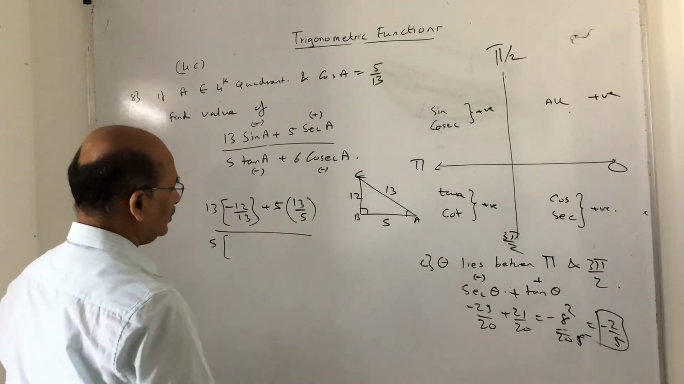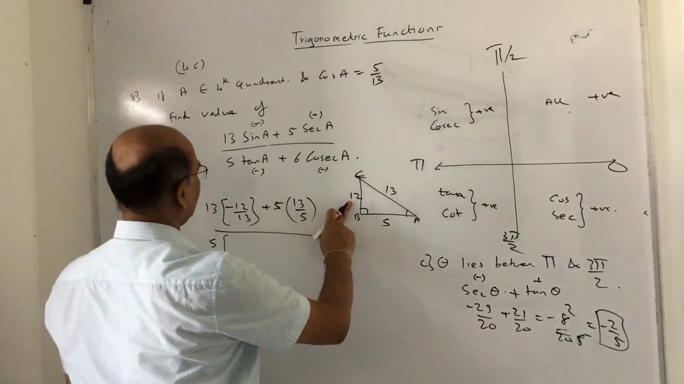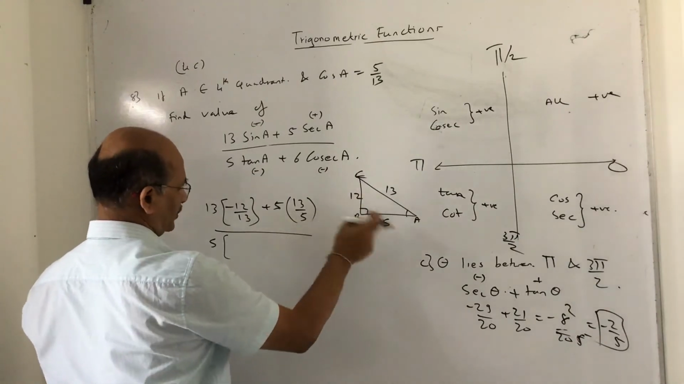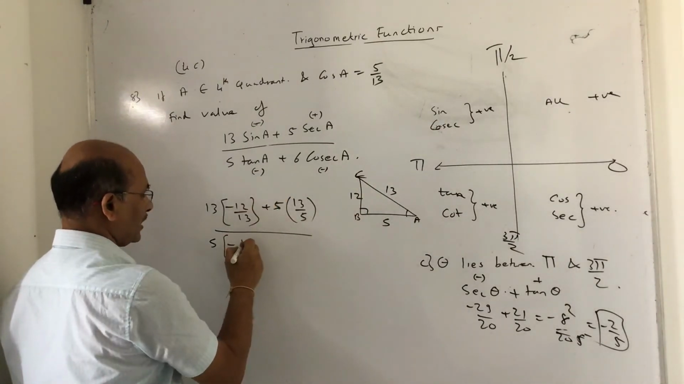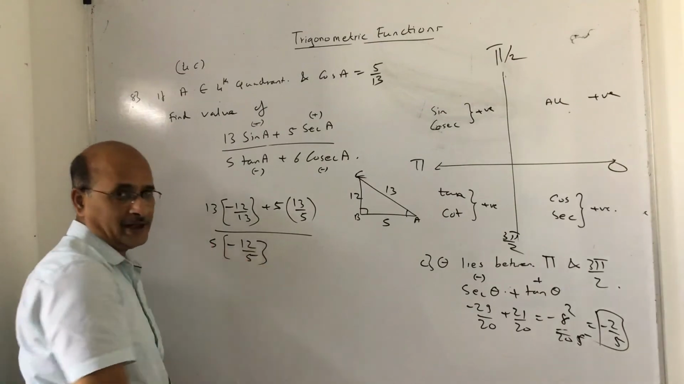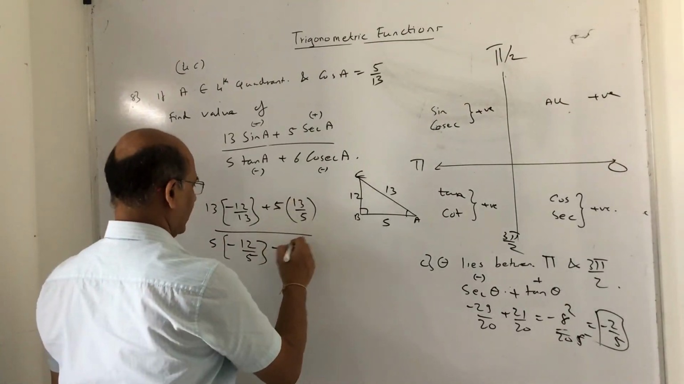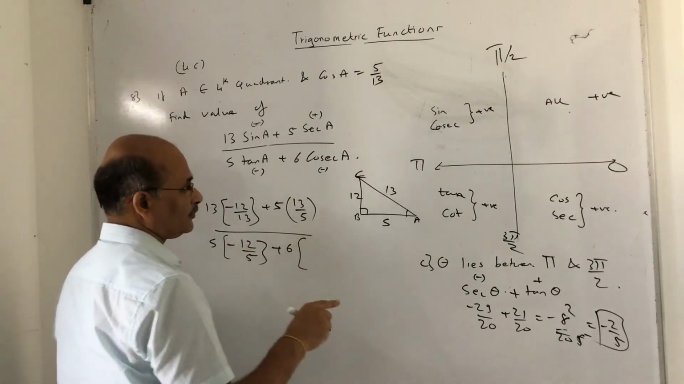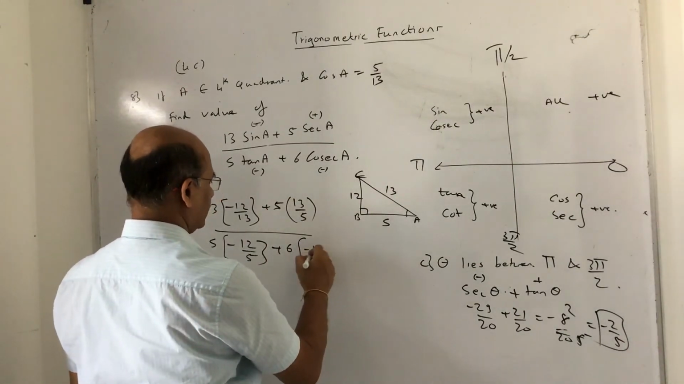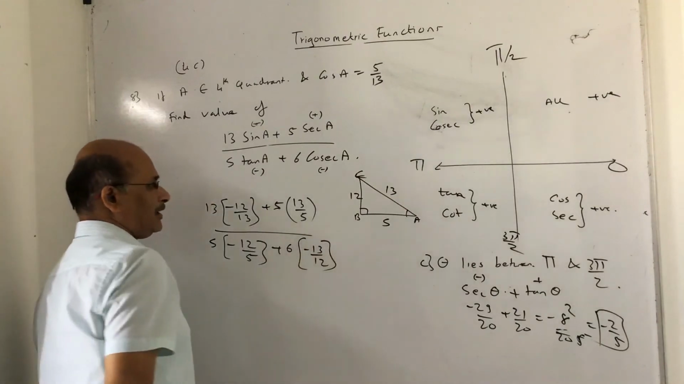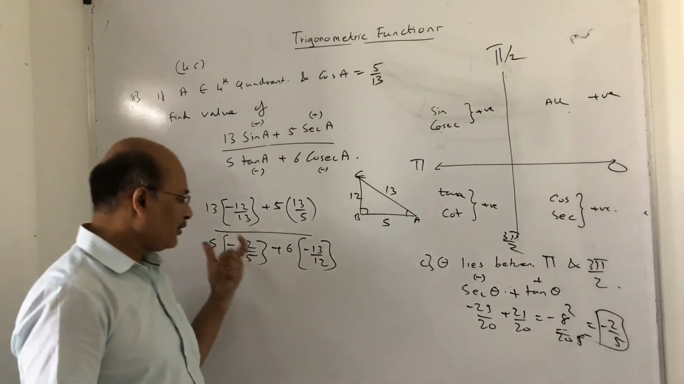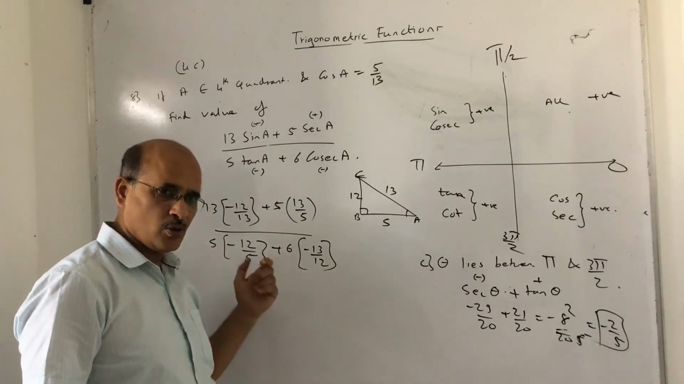Now what is tan A? Tan A is opposite upon adjacent, but it has a negative sign. So minus 12 upon 5. Don't forget the sign, otherwise you will just collapse in the sum. Plus 6 into cosec A. Cosec A is the reverse of sine. So that is minus 13 upon 12. So I give you a minute, calculate on your own and tell me what is the answer.